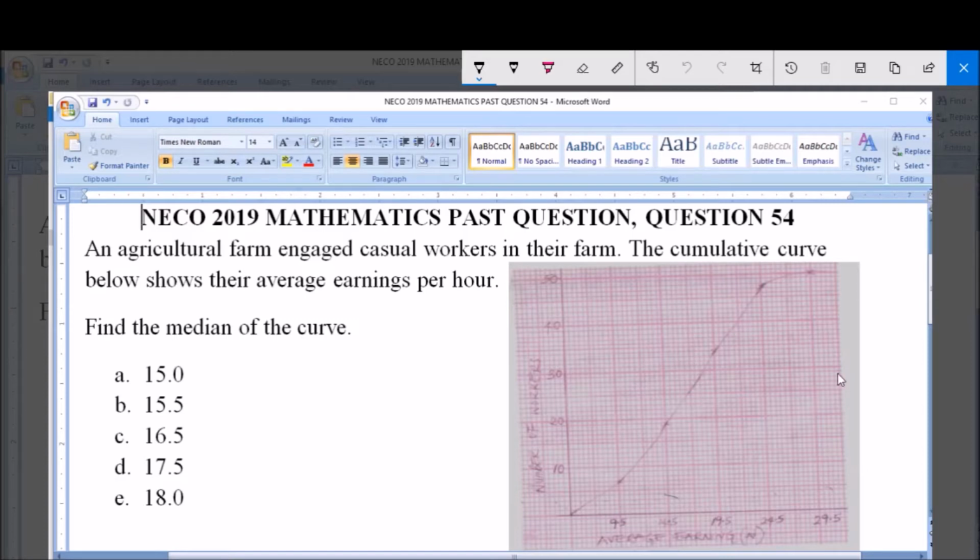Now this is a cumulative curve. We call this curve the Ogive curve, showing the earnings, that is the average earning of these workers per hour. Here represents the cumulative frequency, and we can see that the total number of farmers from this cumulative frequency is 50.